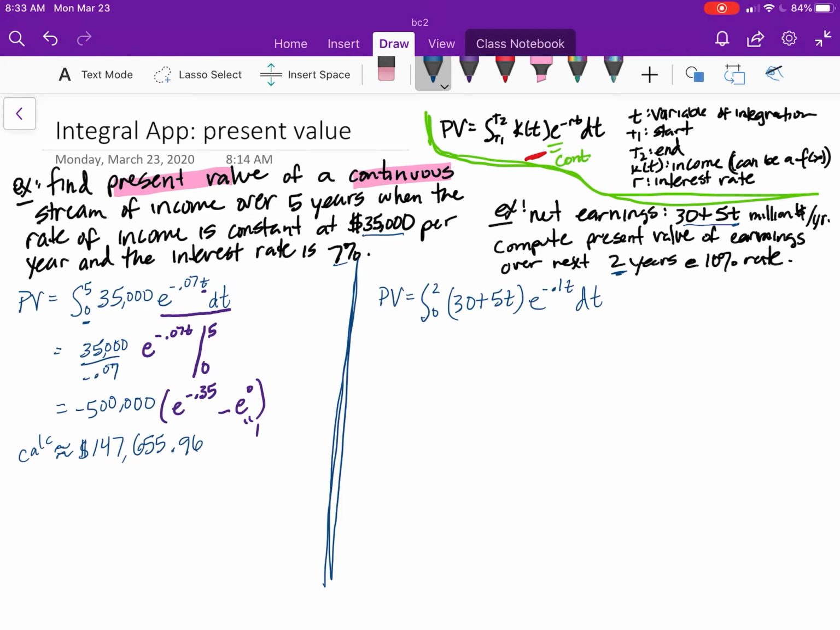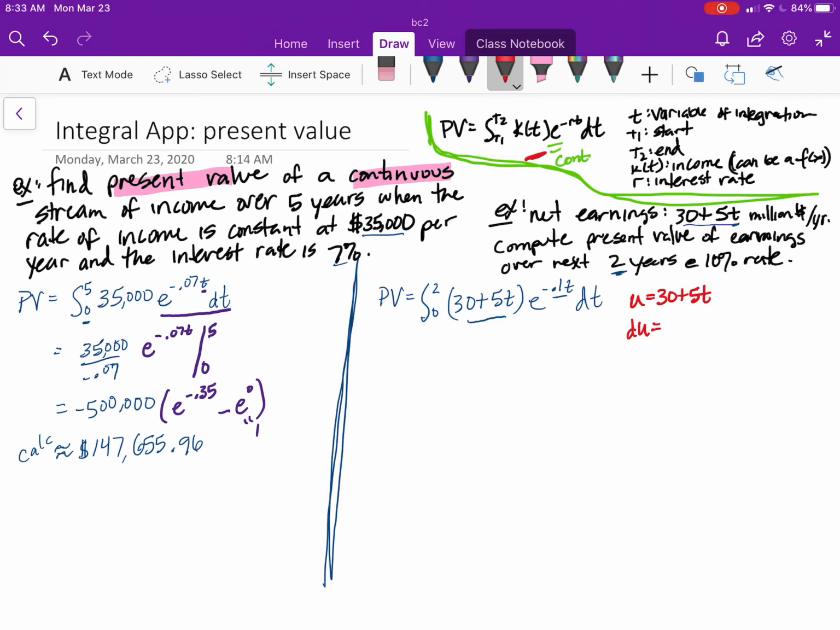So looking at this now, thinking u substitution, right? We let the exponent on e be u, but du would be negative 0.1, and I have this whole 30 plus 5t here. We could distribute, there's more than one approach to tackle this problem. I don't know, honestly, what is going to be best. So I'm just going to leave it as u. We're going to have to do integration by parts, right? Substitution just isn't going to work.